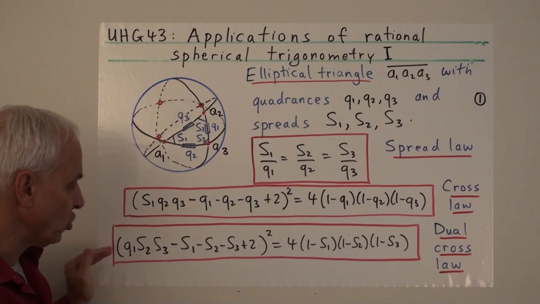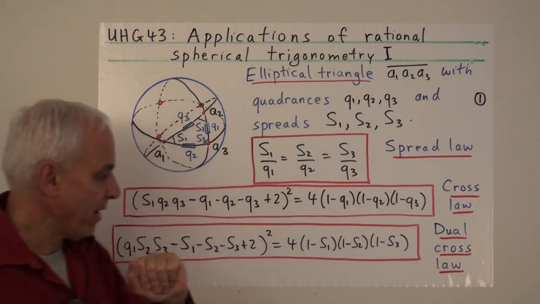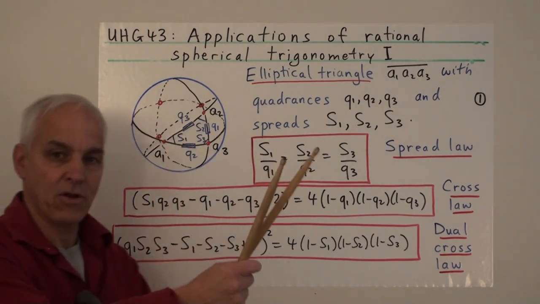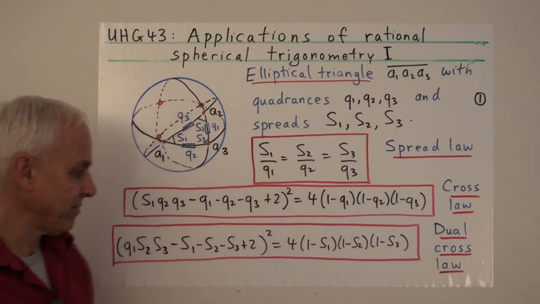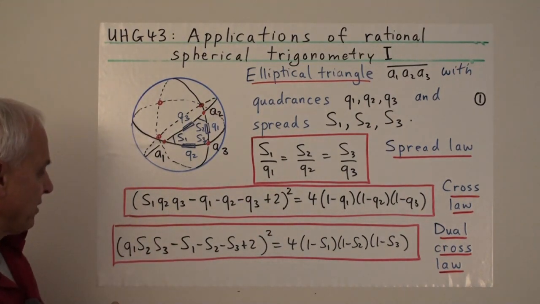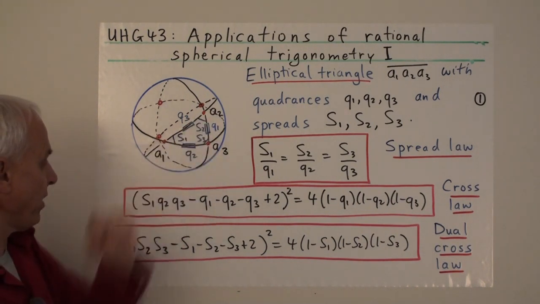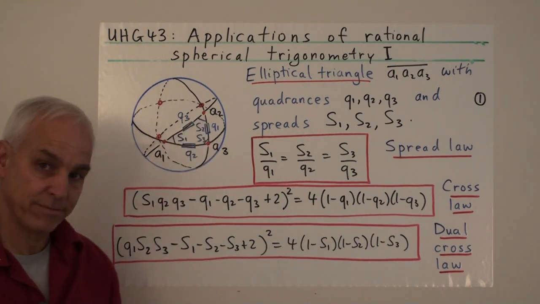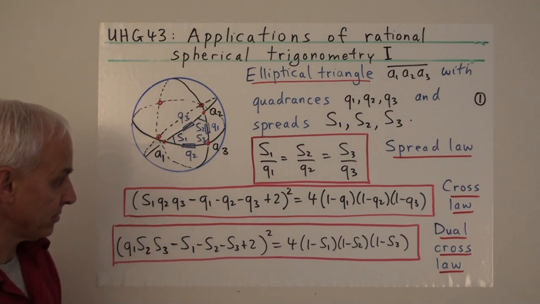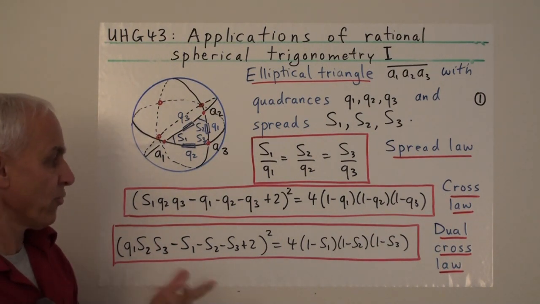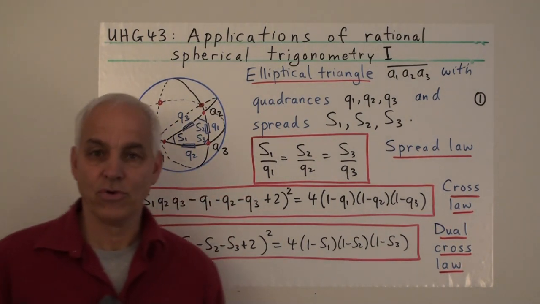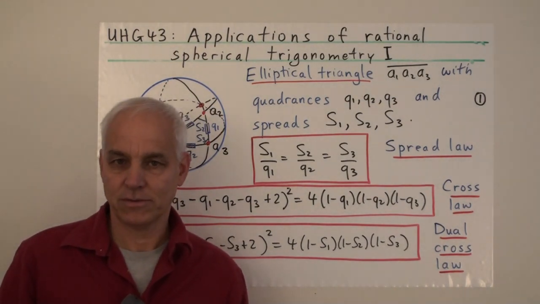And then beautifully, there's a dual cross law obtained just by replacing the quadrances with the spreads exactly, verbatim. So it allows us to calculate a quadrance, say Q1, if we know the three spreads. It's the dual cross law. So really, there are fundamentally two crucial laws in this subject.